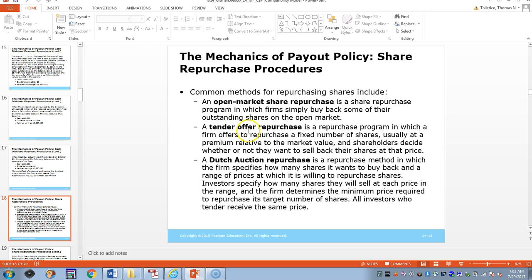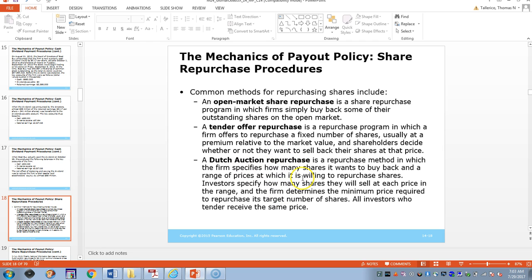All right. The second way is a tender offer repurchase, and that's a repurchase program in which a firm offers to purchase a fixed number of shares, usually at a premium relative to the market value, and shareholders decide whether or not they want to sell back their shares at that price. So the difference from the previous one is they have a premium relative to the market value.